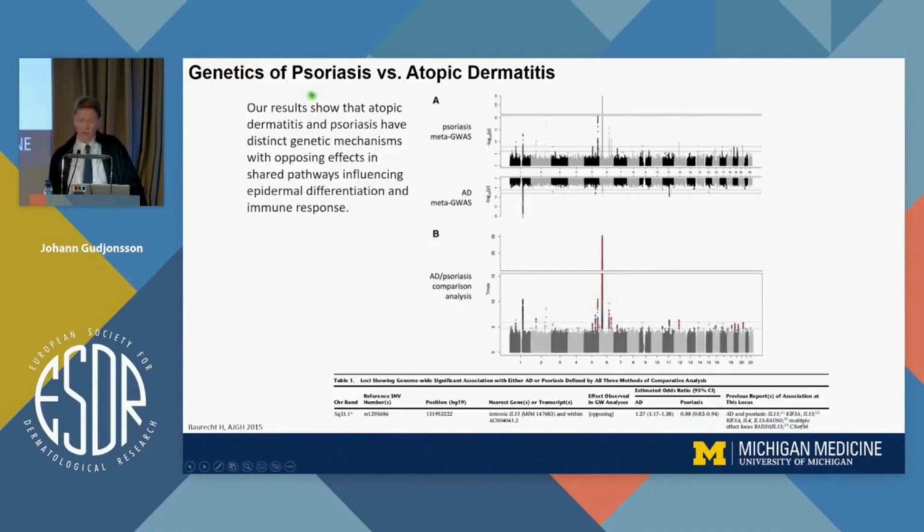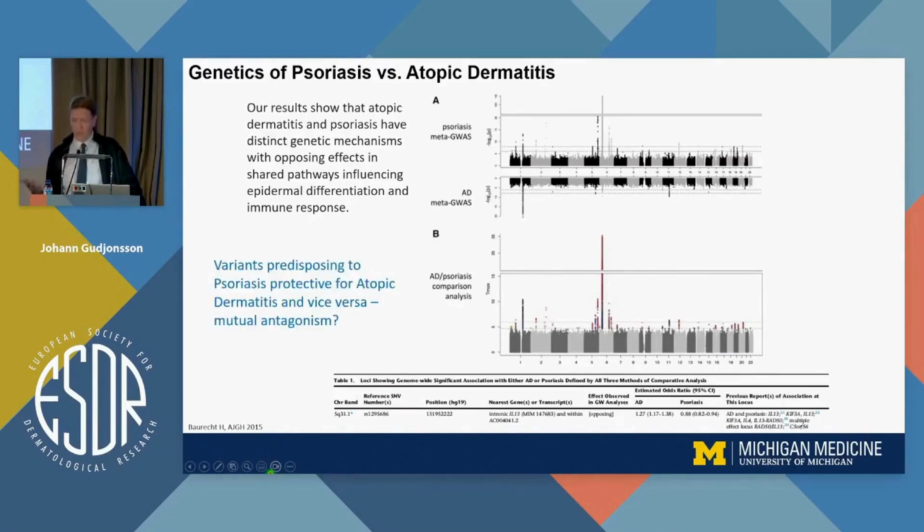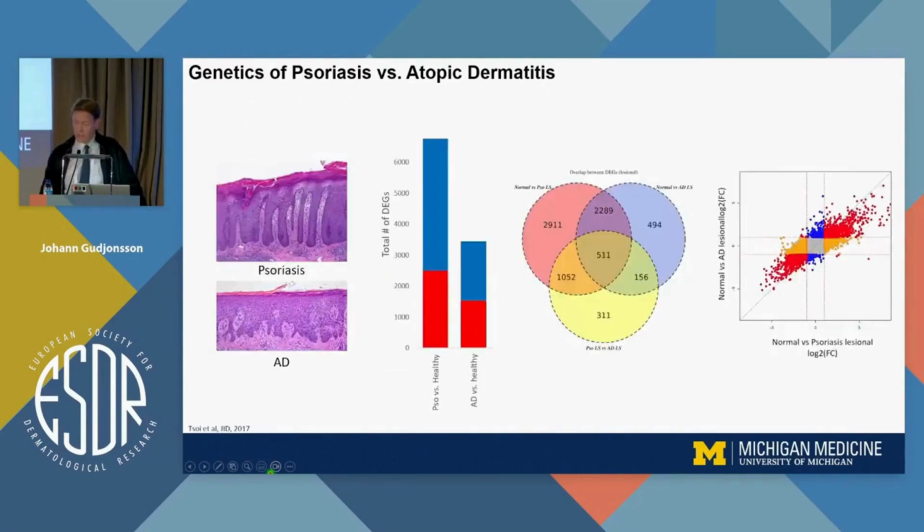So this is the conclusion that these authors made, that the results show that atopic dermatitis and psoriasis have distinct genetic mechanisms with opposing effects and shared pathways influencing epidermal differentiation and immune responses. So the variants predisposing to psoriasis tend to be protective for atopic dermatitis and vice versa. So it's kind of like a mutual antagonism between these two diseases.